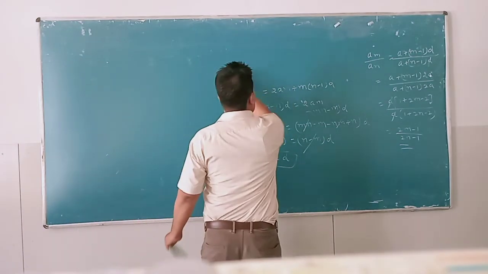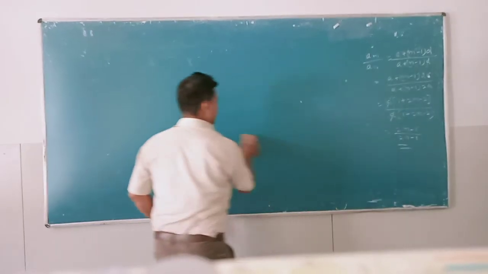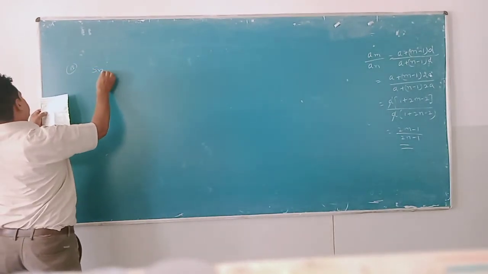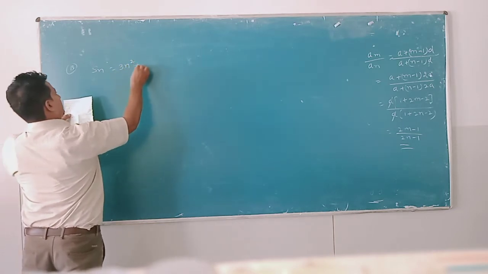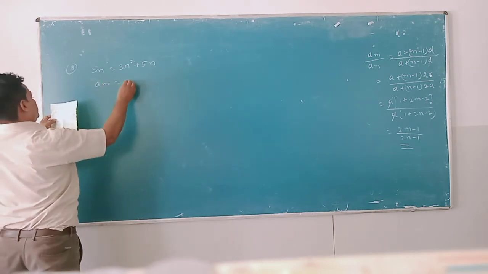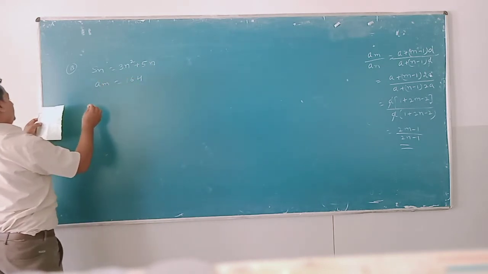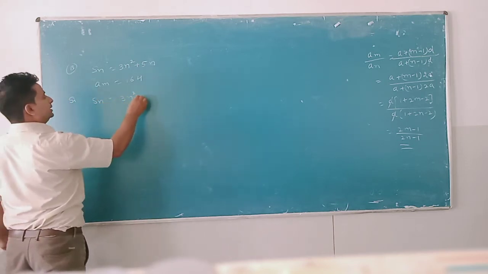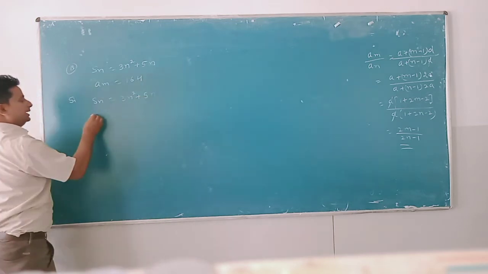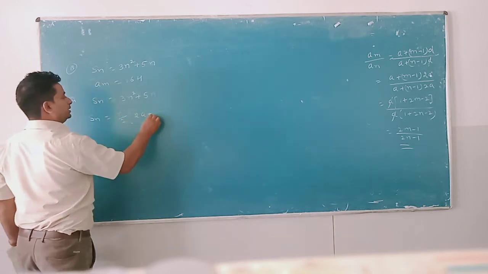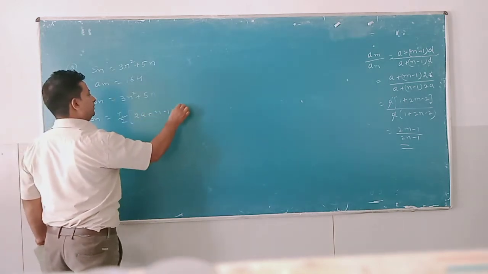In the next question, the statement is: if the sum of n terms of an AP is given, Sn equals 3n square plus 5n, and the mth term, am, is 164, find the value of m. Here Sn is equal to 3n square plus 5n. As we know, Sn is equal to n upon 2 into 2a plus n-1 into d.